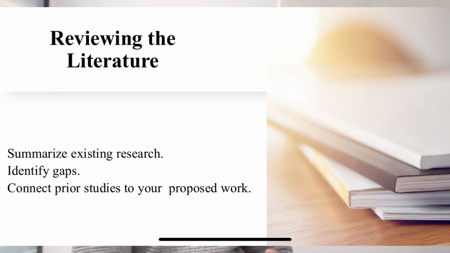Then comes reviewing the literature. Now here you have to give a very detailed literature review.